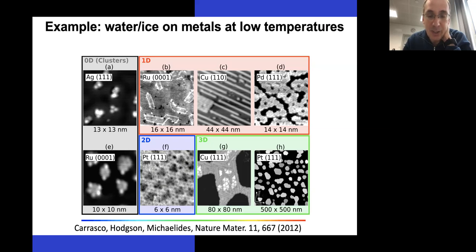And so if you're doing simulations to try and understand what is the structure that forms, you really need to do a large amount of sampling to try and establish what is the right structural arrangement of the molecules on the surface.